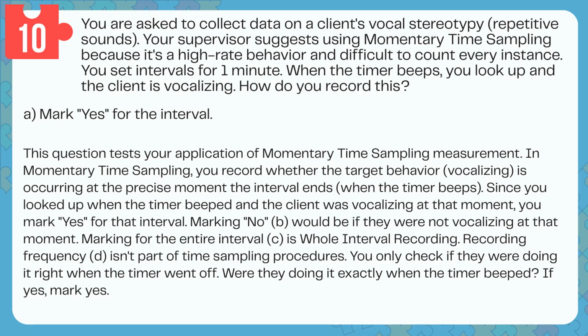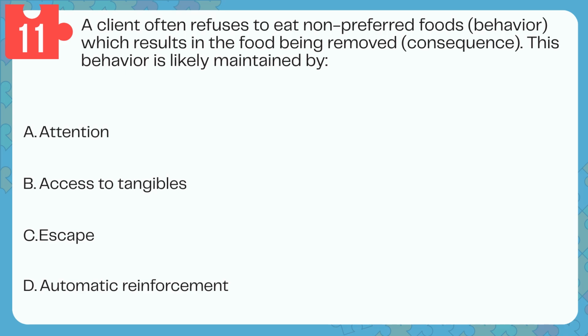Marking no, B, would be if they were not vocalizing at that moment. Marking for the entire interval, C, is whole interval recording. Recording frequency, D, isn't part of time sampling procedures. You only check if they were doing it right when the timer went off. Were they doing it exactly when the timer beeped? If yes, mark yes.